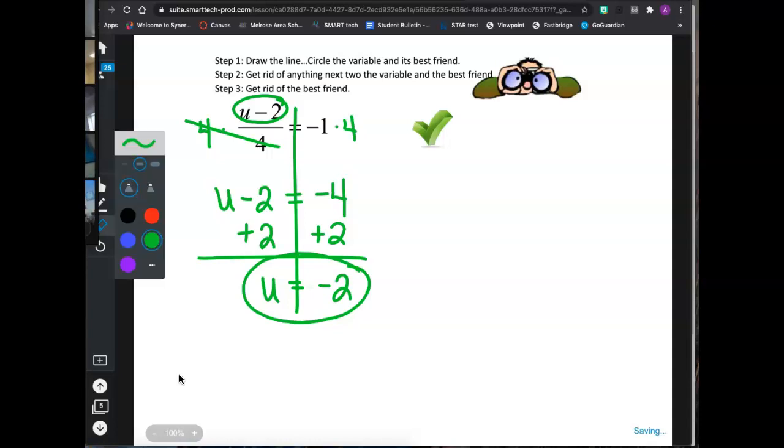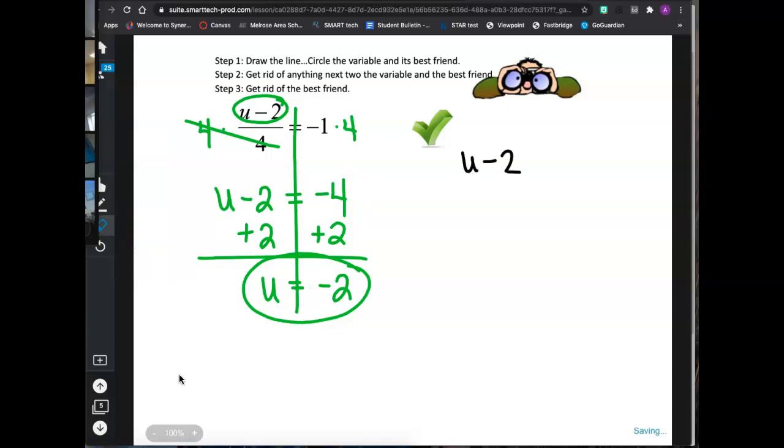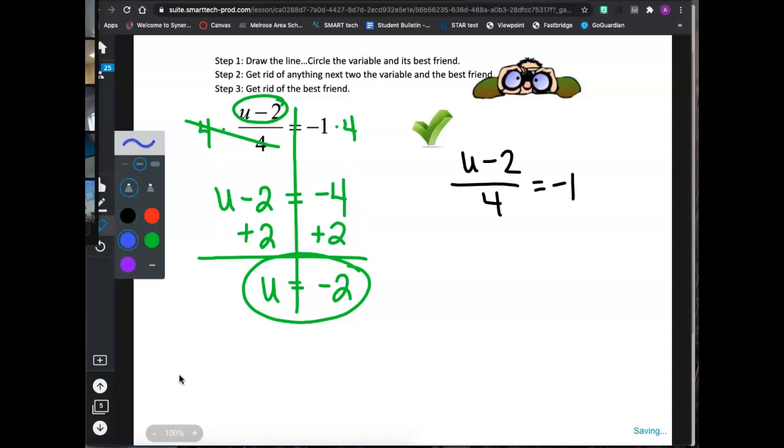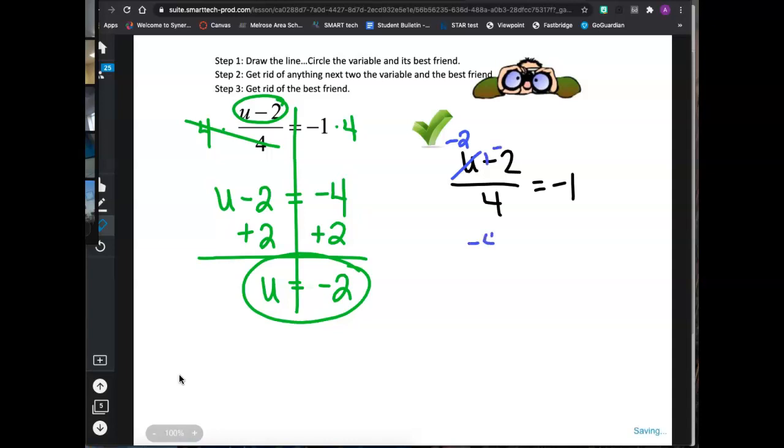Okay, if you want to check it, I rewrite the problem. I'm going to cross out the u and put negative 2 there. On the top, negative 2 minus 2, keep change, is negative 4 divided by 4, which is negative 1. So it works.